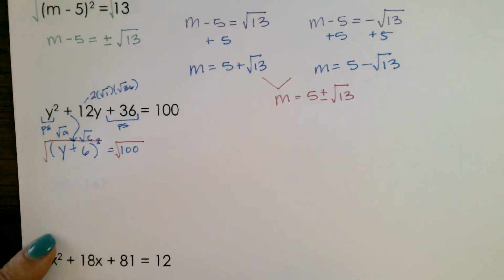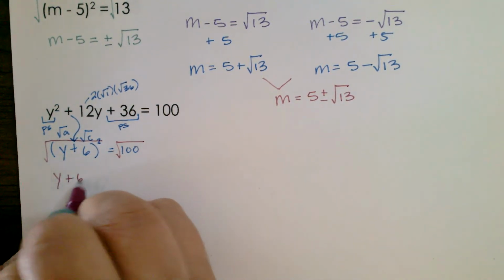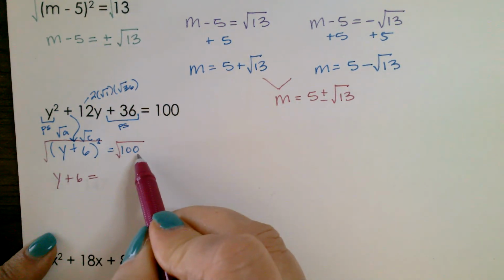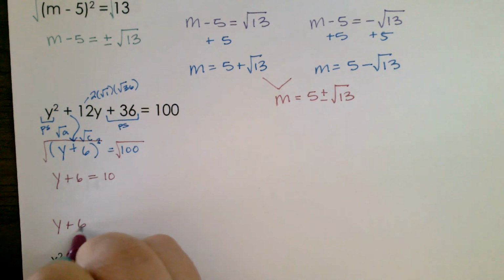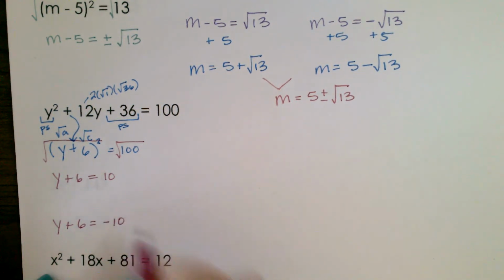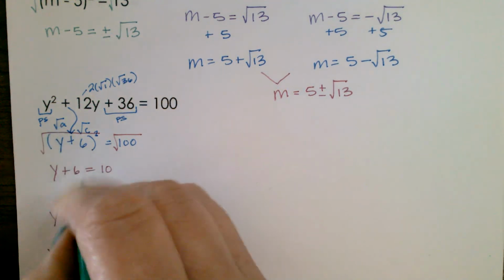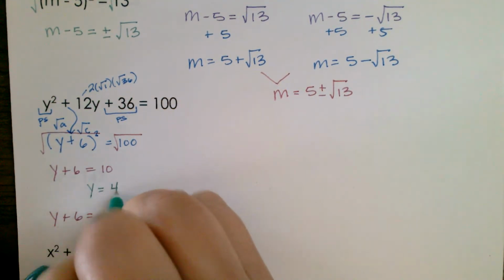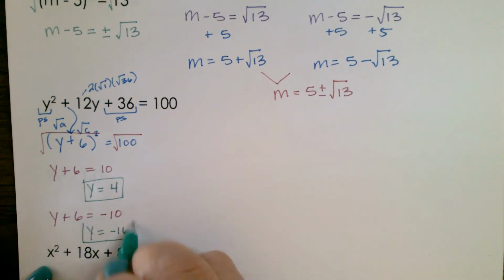Square root property, that would leave me with y plus 6 equals the square root of 100, which is 10, and the negative square root of 100, which is negative 10. Remember, there's 2 answers. Therefore, one root would be 4. One root would be negative 16.